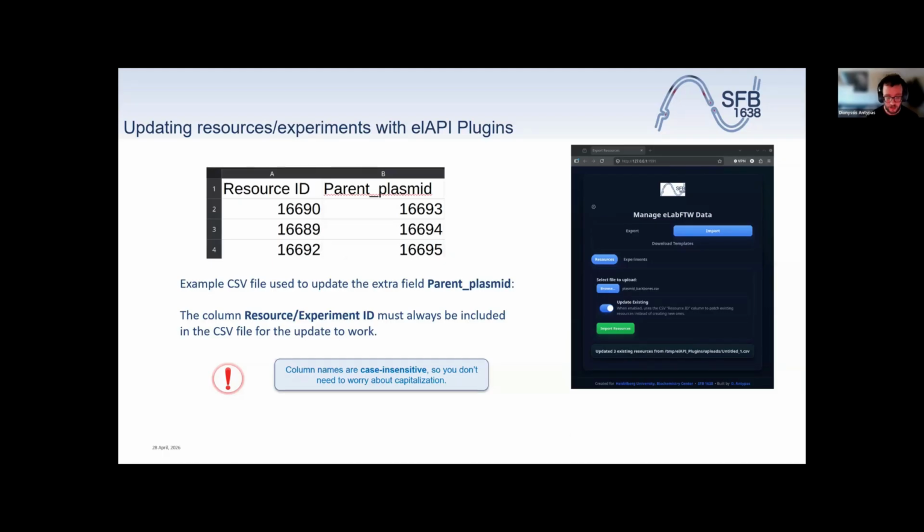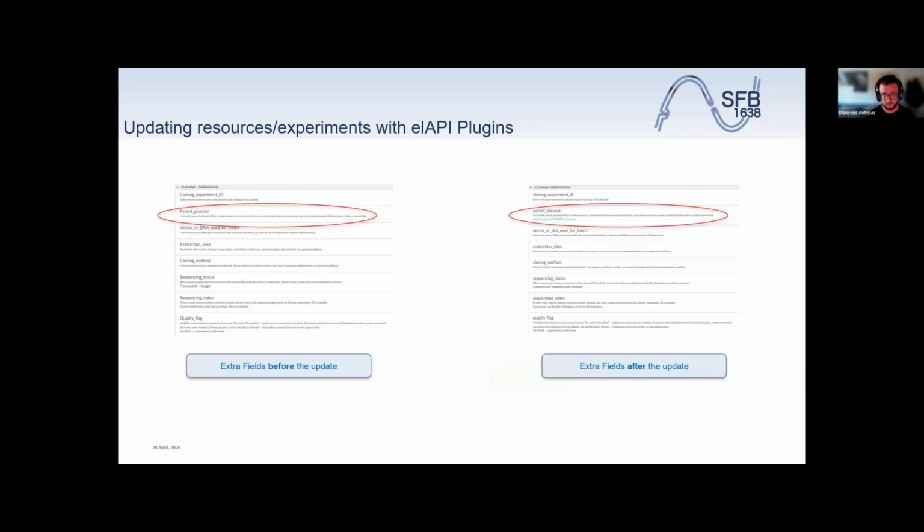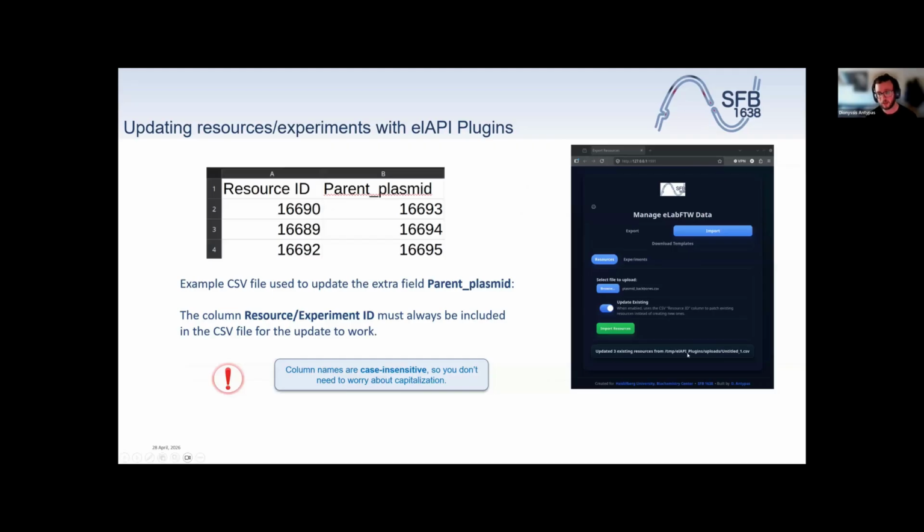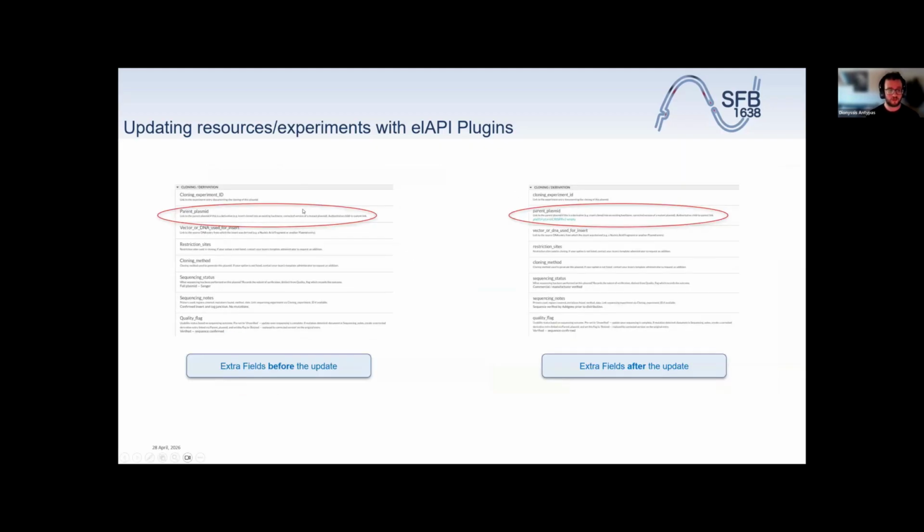And what happens in this case is that you perform the upload. Sorry, I go one slide back. You see the exact number of the resources or experiments that was updated. In this green box, we see that we updated 3 existing resources. And this is the result.